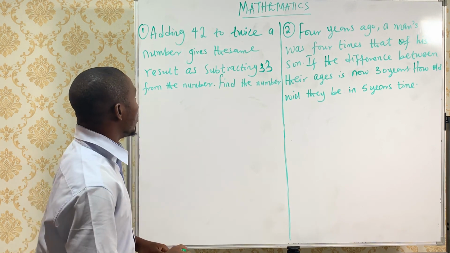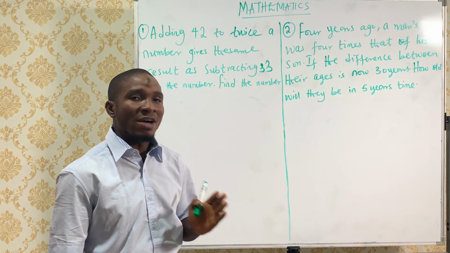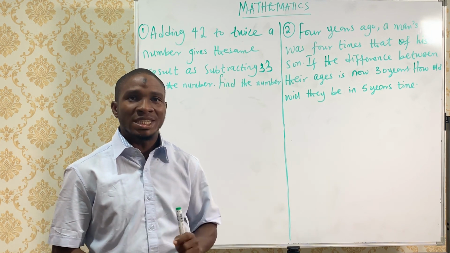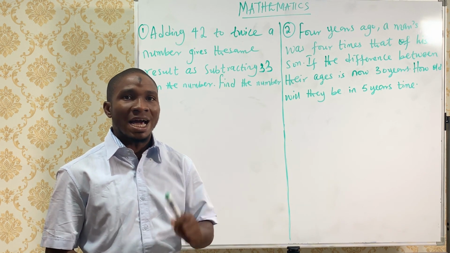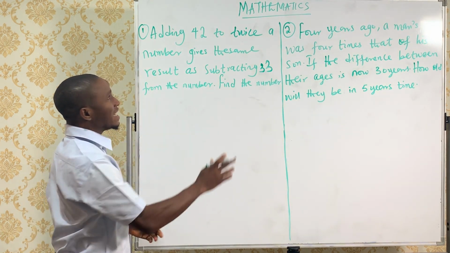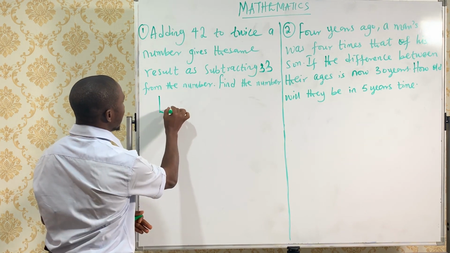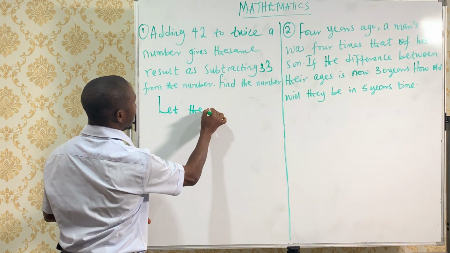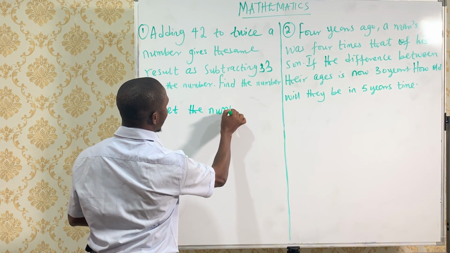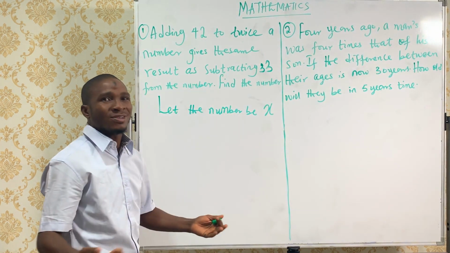solve. Now, the first thing you should understand is that anytime you have a word problem, try to represent the unknown number with an alphabet. Like for example, adding 42 to twice the number, we don't know the number yet, so we can represent it with an alphabet. So we say, let the number be x. You can use any convenient alphabet.